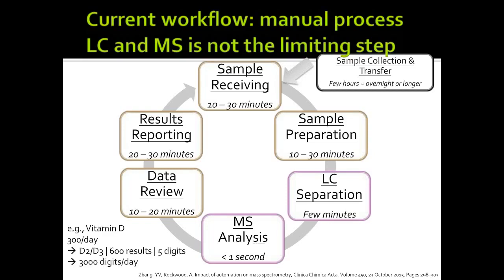This is just an example where we detect vitamin D, and what that means for data review and data reporting. We estimate we have about 300 to 400 samples a day. We report D2 and D3, that's about 600 results. Each one we type in with 5 digits, so we're talking about 3,000 digits per day. And every one of these needs to be checked by another step. So this takes a lot of time.